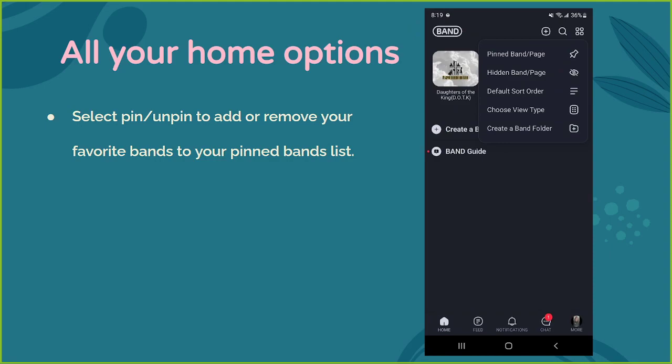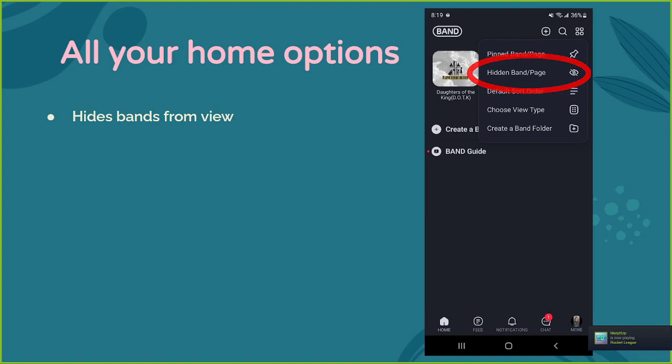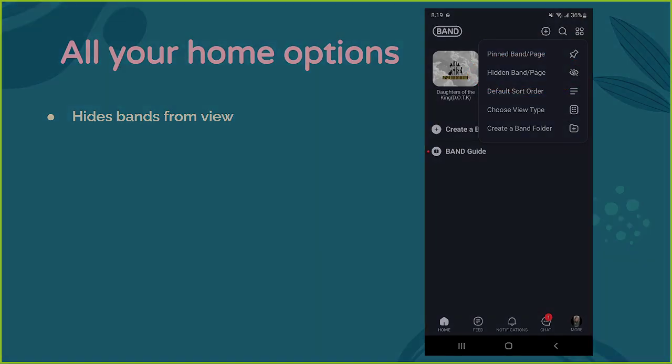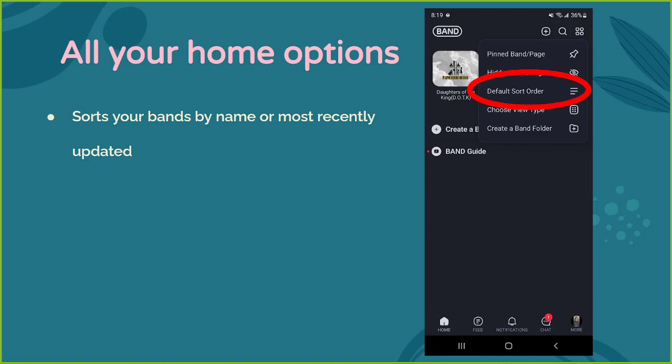You'll have to hit the four squares again to get that little menu to come back up, but all of these are fairly self-explanatory. The hidden band page, if you hide them from view, that's where you can see them. You can choose how you would like to sort them out. The sort order, you can either do it by update, so the most recent update from each band, or by name. I believe that goes alphabetically.